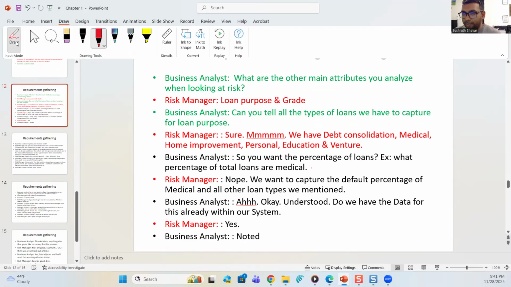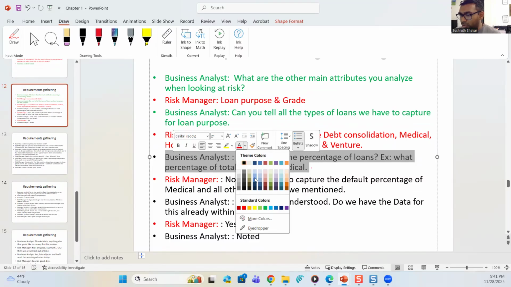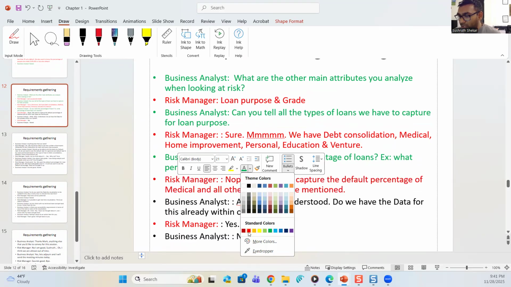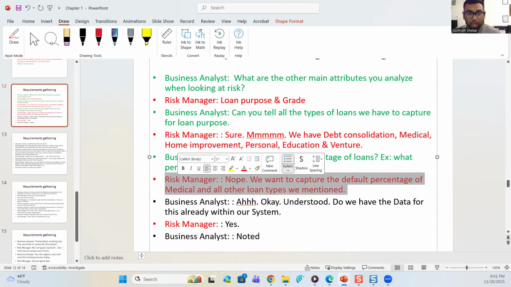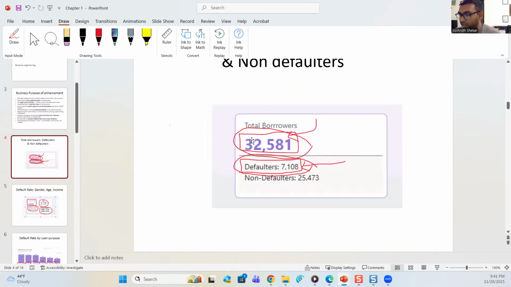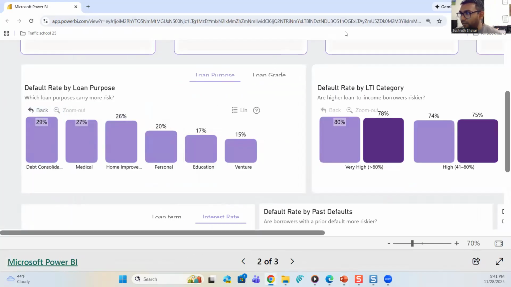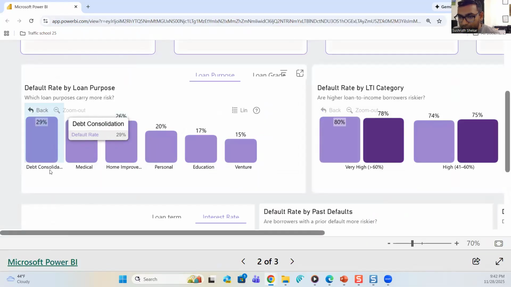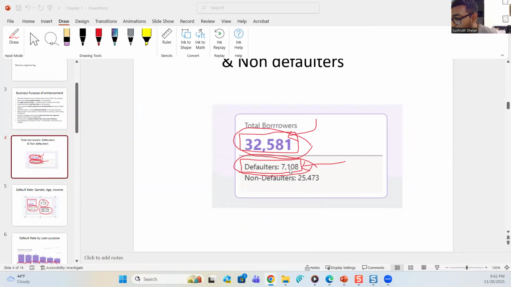And now he comes back and says, no, that's not what we want. We want to capture the default percentage of medical and all other types we mentioned. He does not want the percentage of medical from the total borrowers, or the percentage of debt consolidation from the total borrowers. He wants to calculate the percentage of these defaulters. In other words, this debt consolidation 29 percentage, this medical 27 percentage, are percentages of these defaulters, not the total borrowers. You got it?